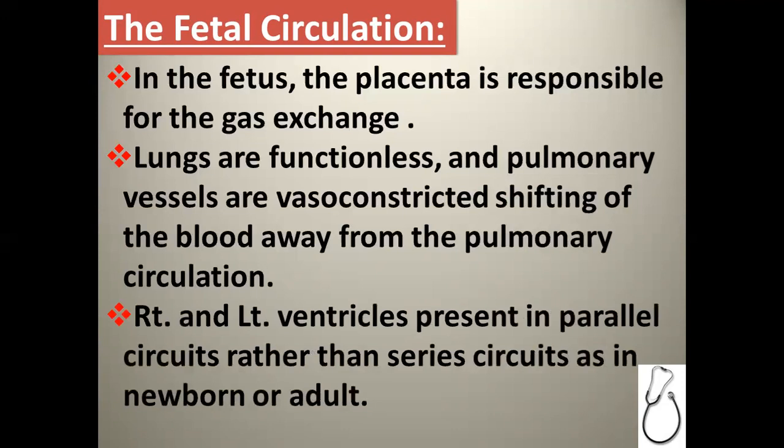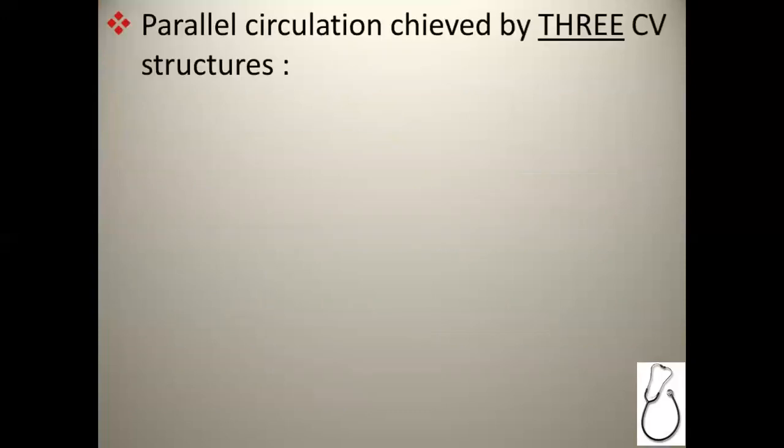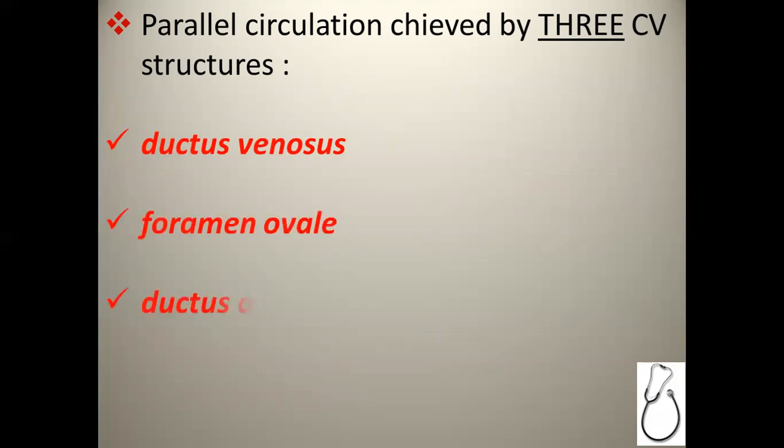While in the neonate, in the fetus, the right and left ventricles are present in a parallel circuit. That means both the right ventricular output and left ventricular output go separately without any connection between the 2 circuits. While in the adult and newborn, as I said, it goes in series. How is this done? In the fetus, there are 3 important structures for this parallel circulation, which are ductus venosus, foramen ovale, and ductus arteriosus.